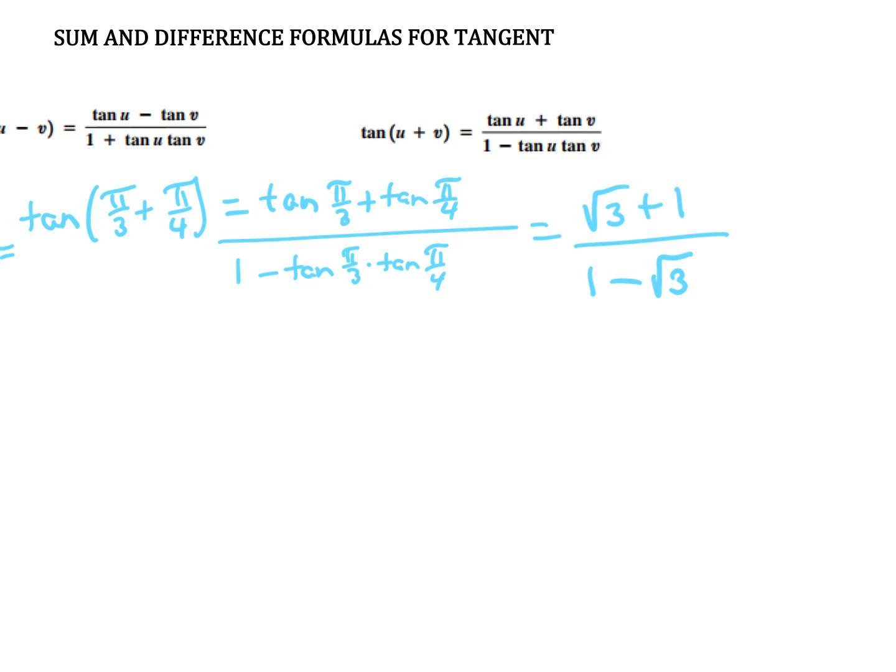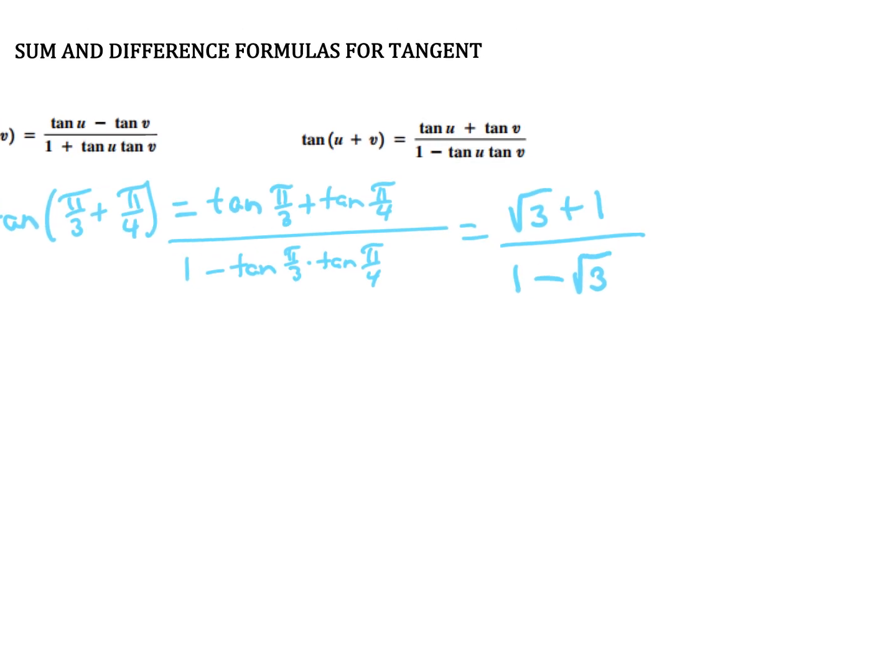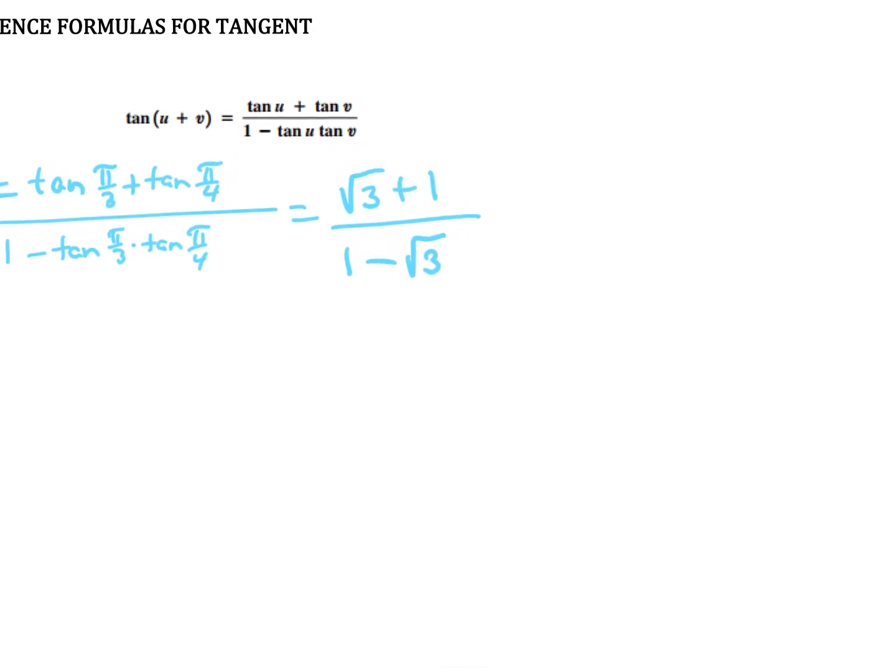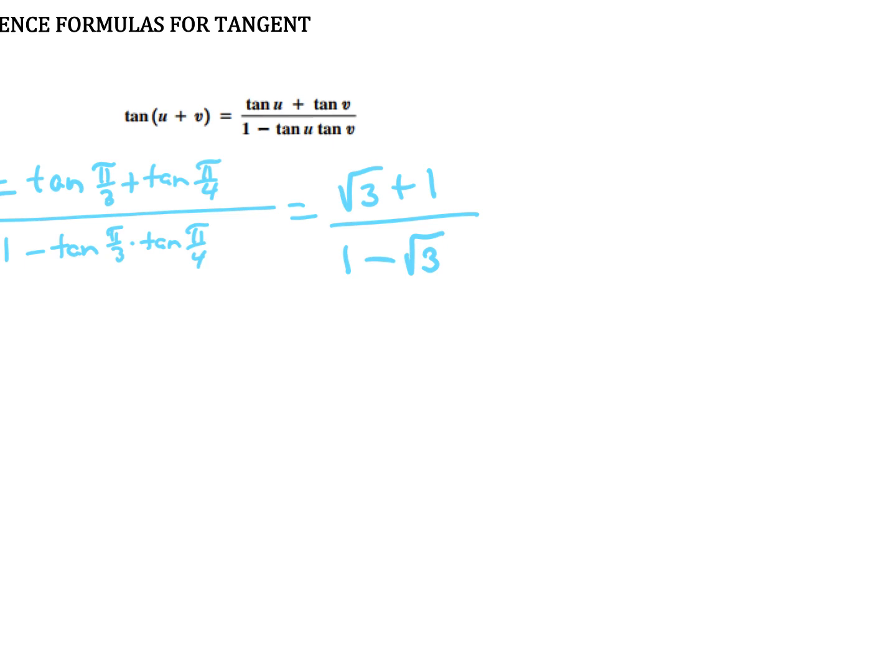And the issue is, obviously, you guys have picked up on this and noticed, I'm sure, we've got a radical in the denominator. So we've got to multiply by the conjugate. And then we can clean this up. So that means we've got to multiply by 1 plus the square root of 3 on both top and bottom.